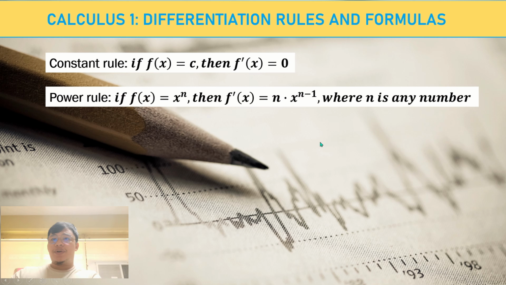We have the power rule, or sometimes this is called the power formula in differentiation. The power rule states that if the function f of x is equal to x raised to the power of n, then the first derivative of the function f of x is equal to n times x raised to the power of n minus 1, where n is any number. Okay? We'll have an example about this later so that you can understand this rule better. So next, let's proceed to the next rule in differentiation.